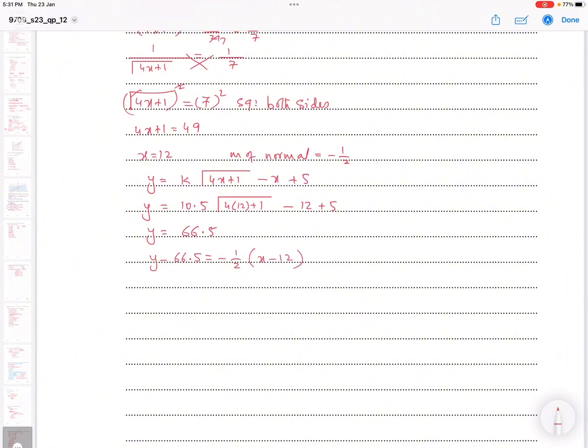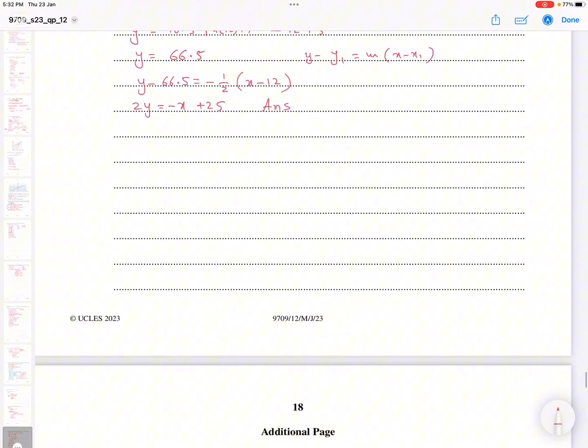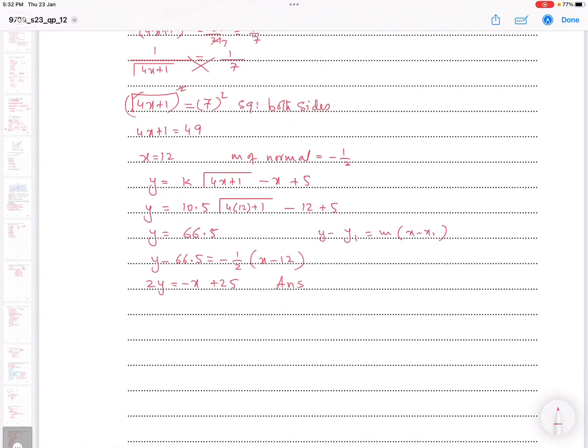Actually, this is the same general form of equation which we use to find the equation of a line: y minus y1 equals m into x minus x1. When you simplify this, it will become 2y equals minus x plus 25. You can leave this as it is. It will be accepted by the examiner. So that's it. Finish with this paper.